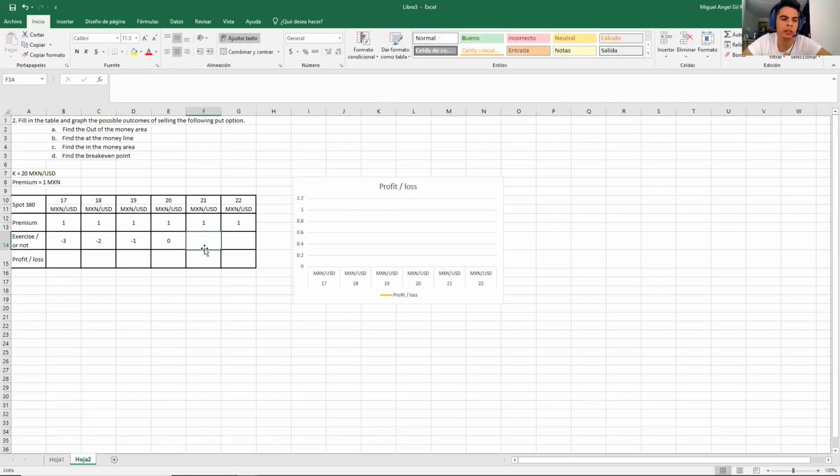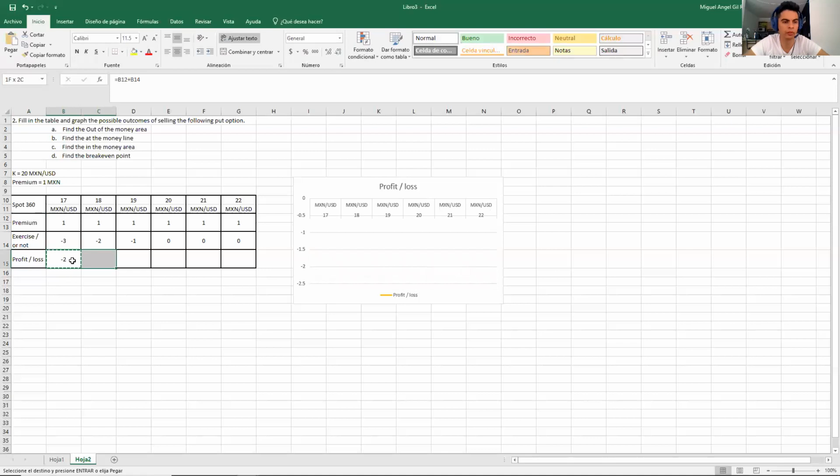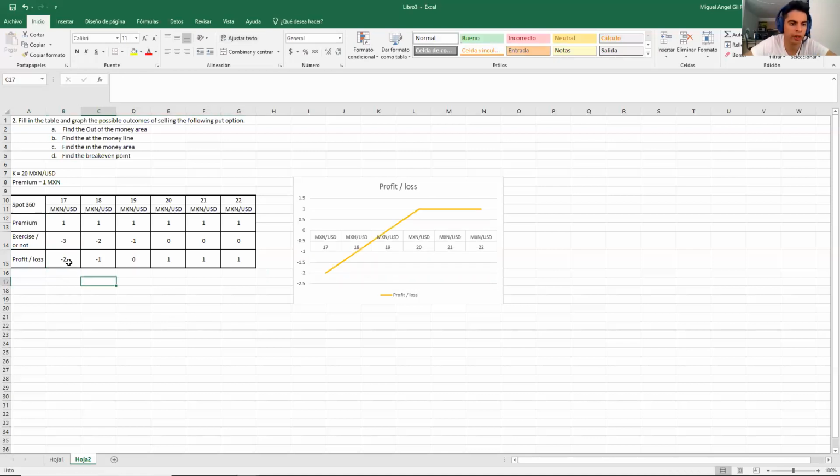And at 21, the person will not exercise, right? The person will not come to me. The person will go to the market and sell the dollar at 21. So that means no exercise, 0. And at 22, no exercise, 0. And then finally, I only have to account for the sum of these two. And here I have the result.